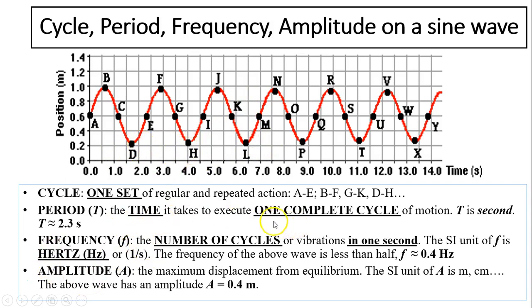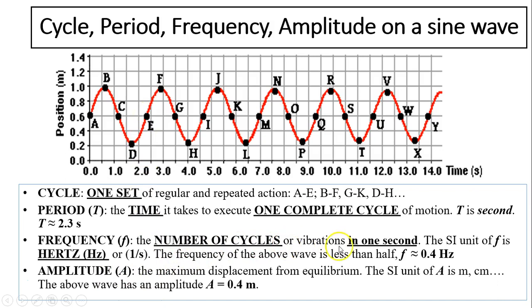Period is the time it takes to execute one complete cycle of motion. T is measured in seconds, which is the standard unit. In this case, from A to E, I estimated about 2.3 seconds.